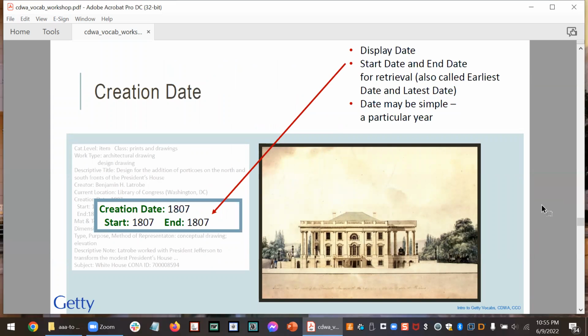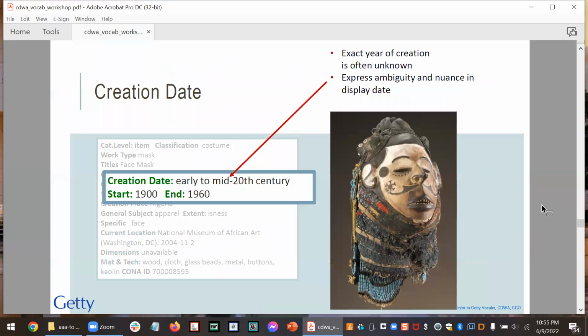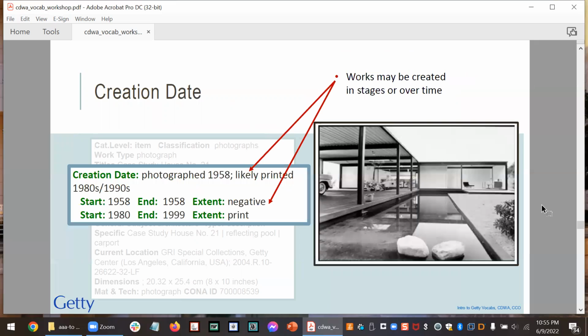This is a simple example. I believe it's inscribed on the drawing. 1807 is the display as start and end. Here we have a little bit of nuance explained for the end user, early to mid 20th century, and then start and end date to index that.